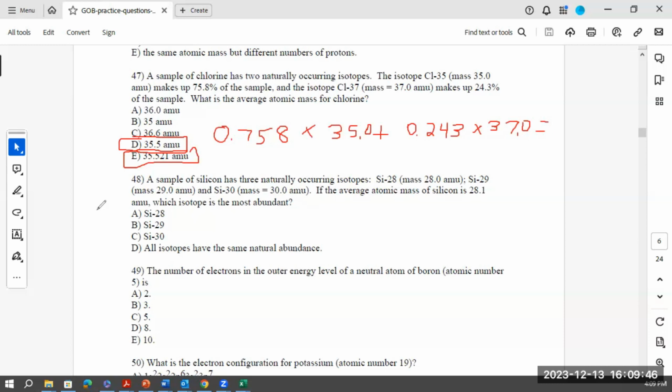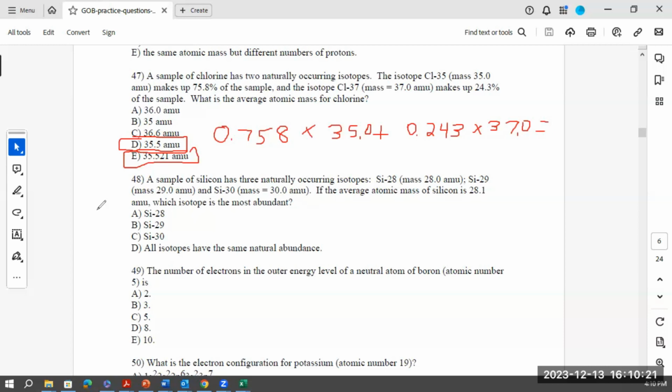Okay. So here we go. Now, this is one that they want you to think about a little, right? The next one. It says a sample of silicon has 3 naturally occurring isotopes. We have Si-28, which has a mass of 28.0 AMU, Si-29, which has a mass of 29.0 AMU, and we have Si-30, which has a mass of 30 AMU. The average atomic mass of silicon is 28.1 AMU.